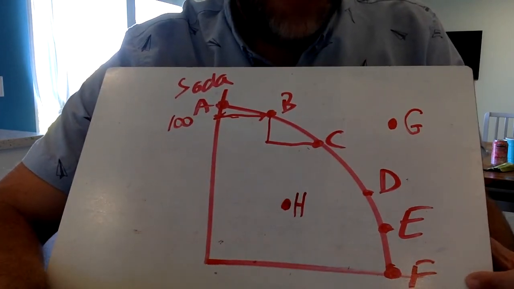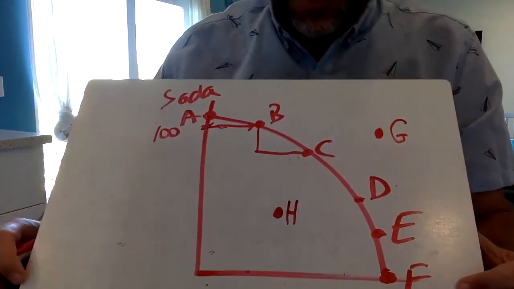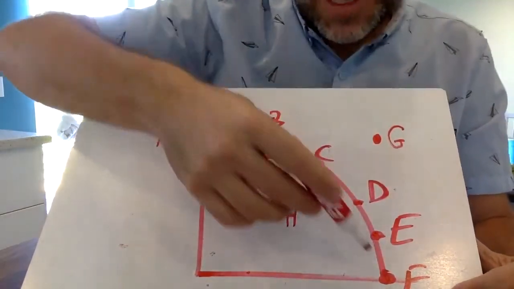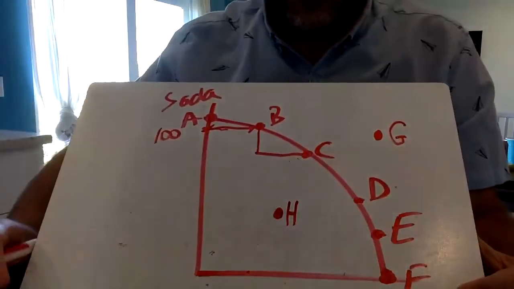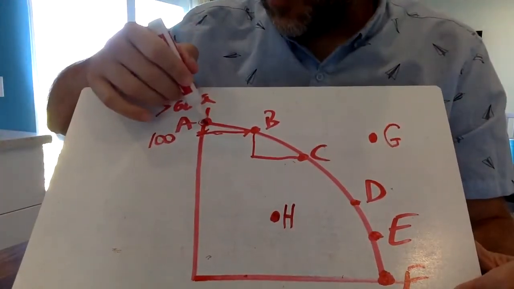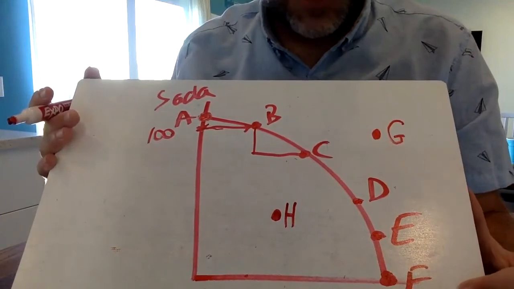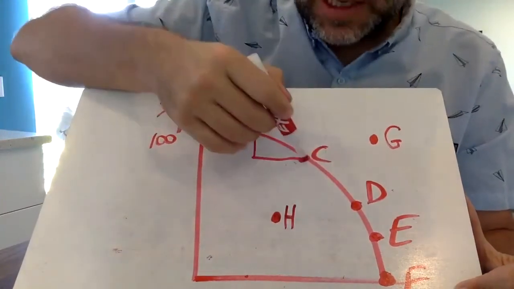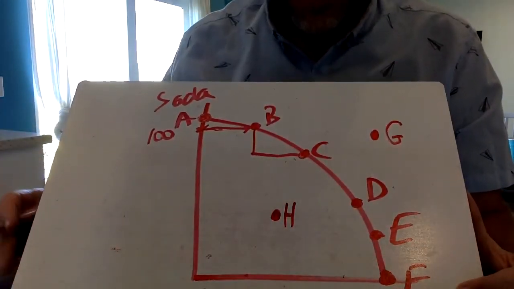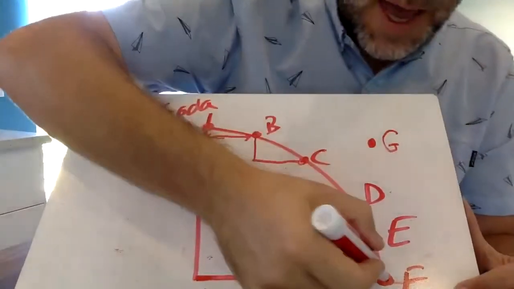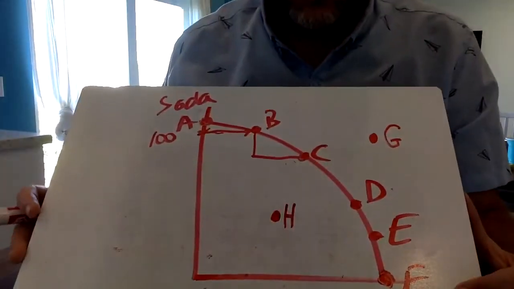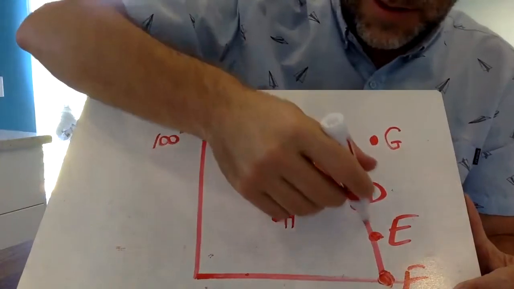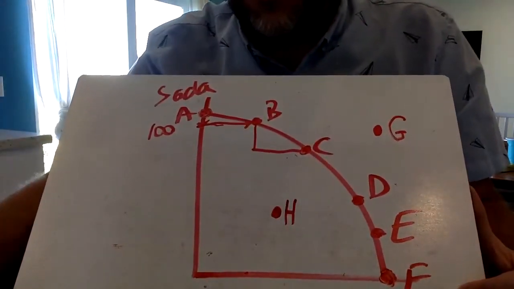So how does this graph show efficiency? Well, at any of these points on the curve, we're getting as much as we can out of our resources. So whether it's point A, if we want all soda, right, then A is efficient. We're getting as much soda as we can. Point D, a little bit of both, or point C, a little bit of both, that's efficient as well. We're getting as much out of our resources as possible. And point F is efficient as well because we're getting the most out of our resources. Now that's productive efficiency. Anywhere on this line is productively efficient. We're getting as much out of our resources as we can.